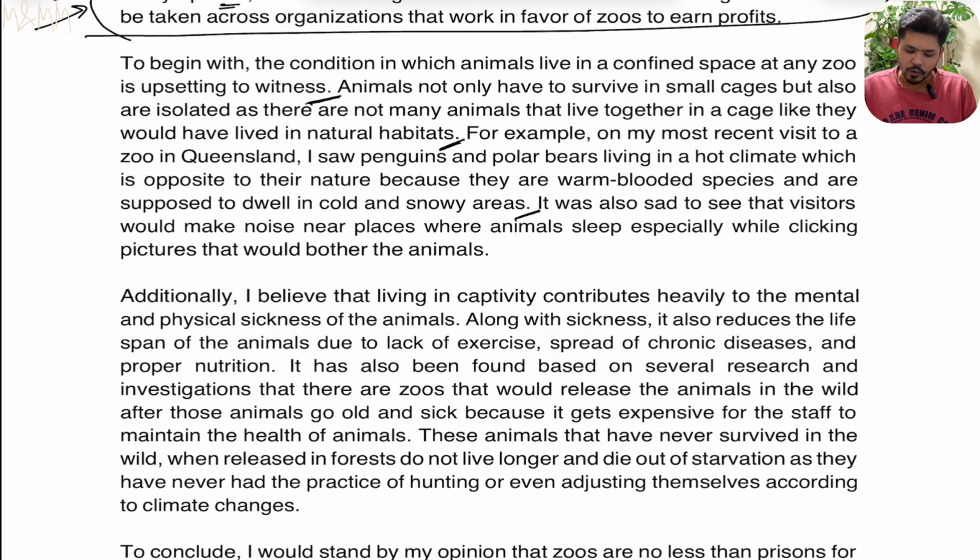Then comes, it was also sad to see that visitors would make noise near places where animals sleep, especially while clicking pictures that would bother the animals. So the last two sentences are my examples. The first two sentences were my ideas, why I do not support zoos, and the last two sentences in that same paragraph are examples. I've shared my real life experience, which is a very good way of expressing why you don't support something, because you've witnessed something negative and hence you're not supporting it.